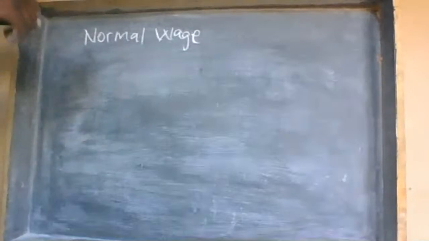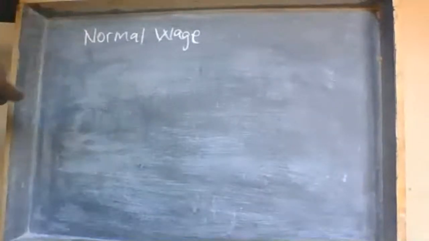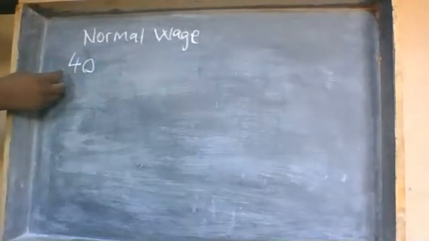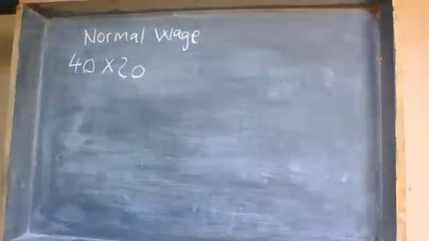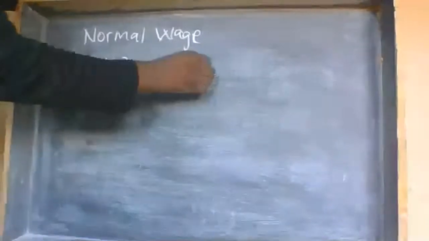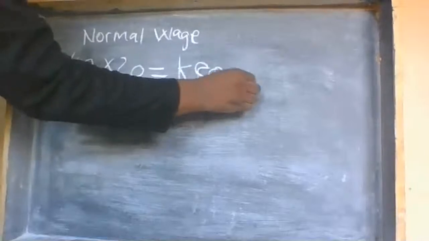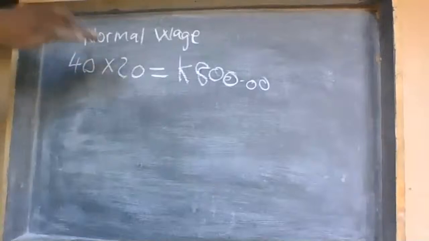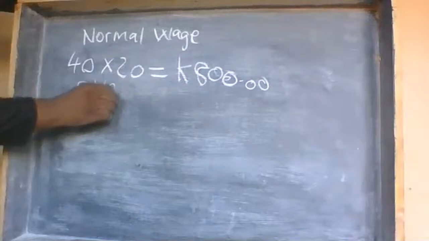That is normal wage. Since he works for 20 kwacha per hour, we're going to say 40 hours times 20, which is going to give us the total of 800. Then, this is just his normal wage. But now we also have an overtime in the question.